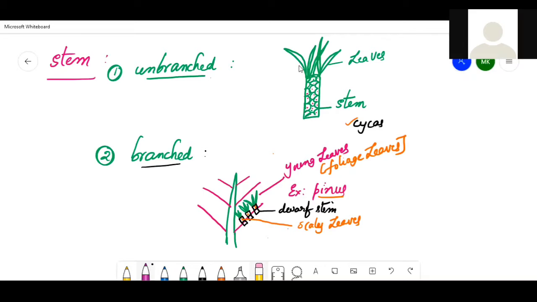We have discussed this in the previous class. In class, we have already discussed this. Now we are going to talk about leaves, types of leaves.